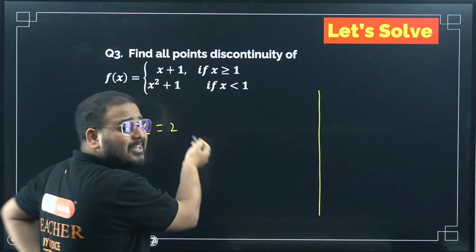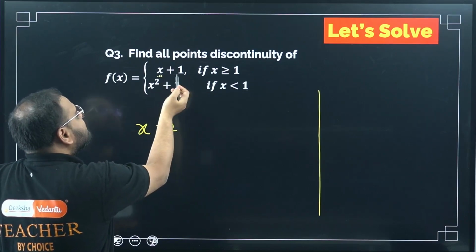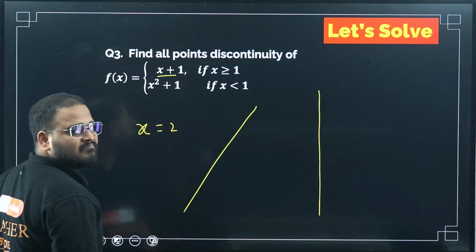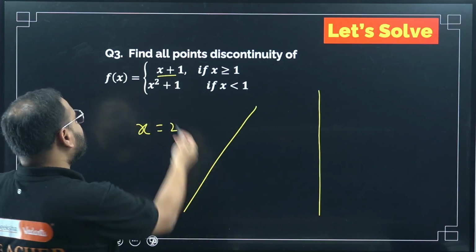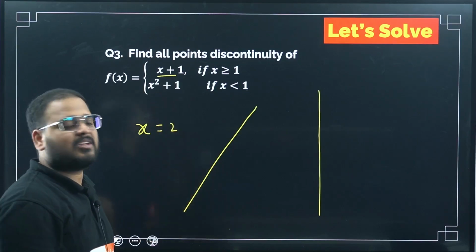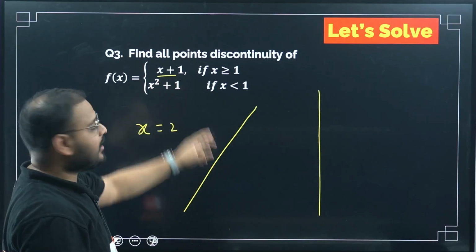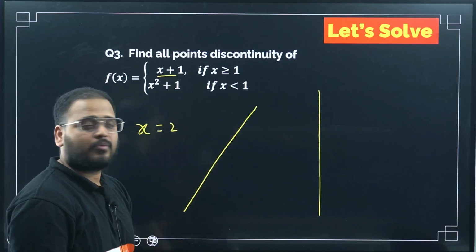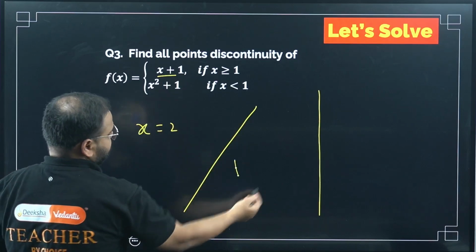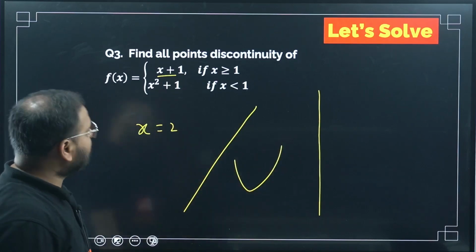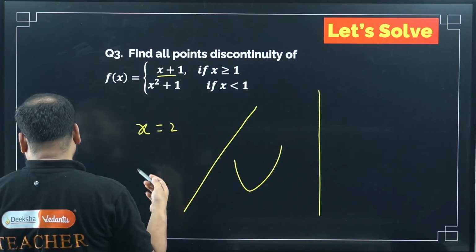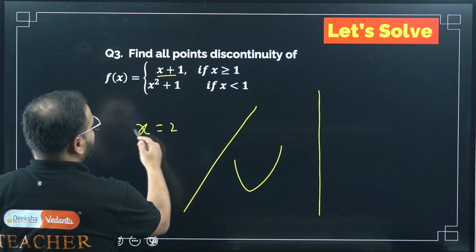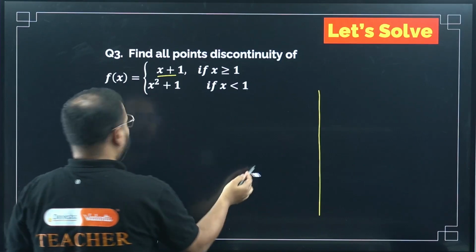No, sir, it is x less than 1. I have to take this one only. x plus 1 is what? It's a straight line, sir. Yes or no? So it will be a line. A straight line is always continuous, no? Same way this will be a curve. A curve is always continuous again. So that's why we are not checking for other values, only at 1 we are checking. I hope this is clear.